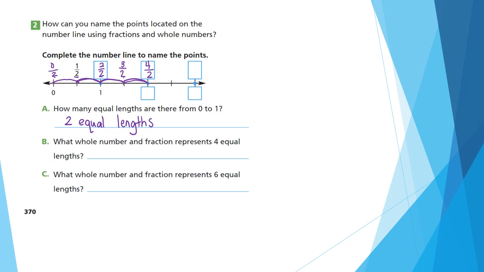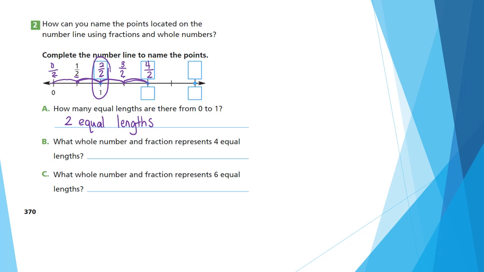Okay, so now let's take a look at the whole numbers. Well, we know that 2 halves equals 1, because if you're breaking something into 2 parts and you're counting both of those parts, you're counting the entire thing.